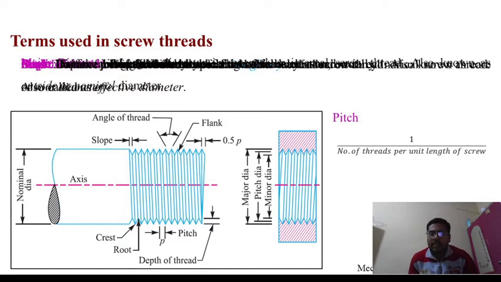So what is the pitch? Pitch is equal to 1 divided by the number of threads per unit length of screw. These are the terms used in screw threads.